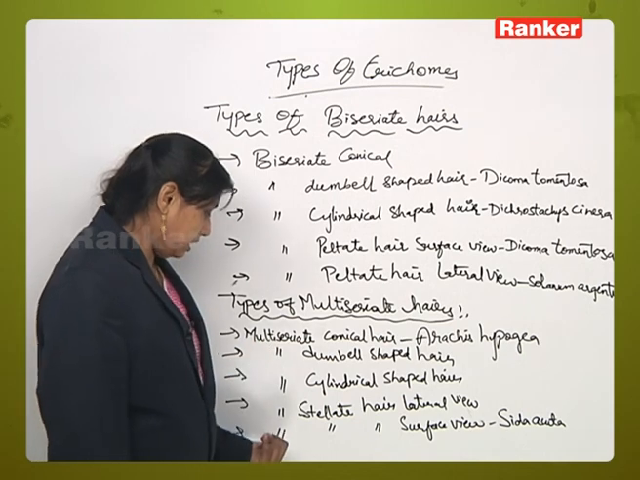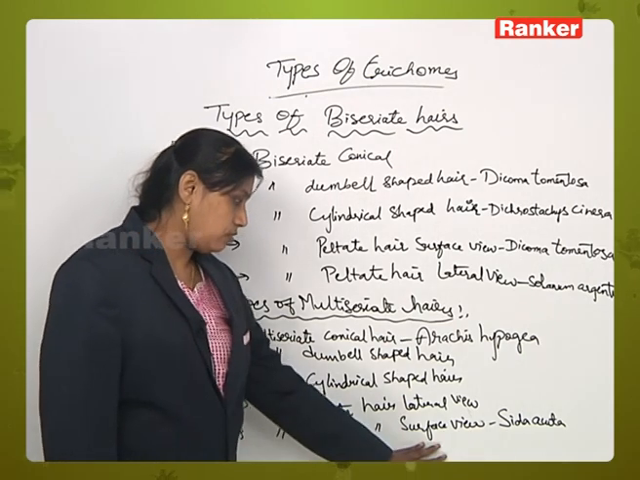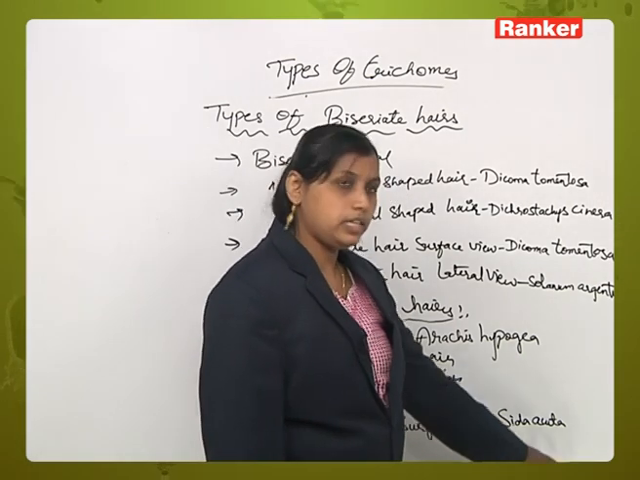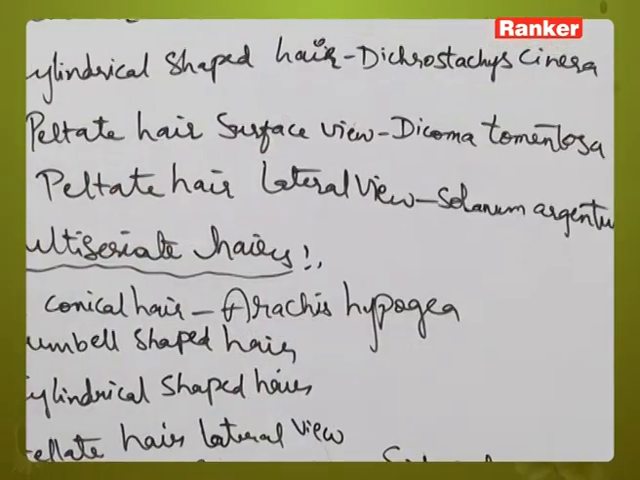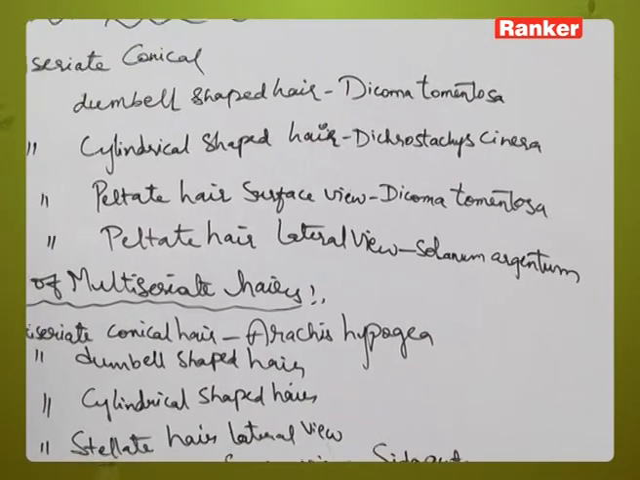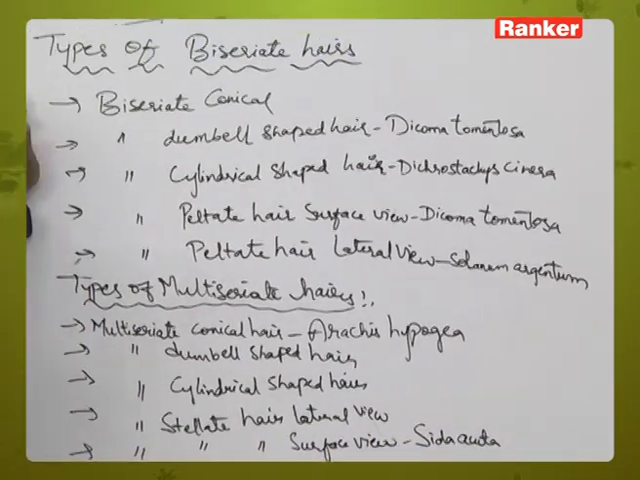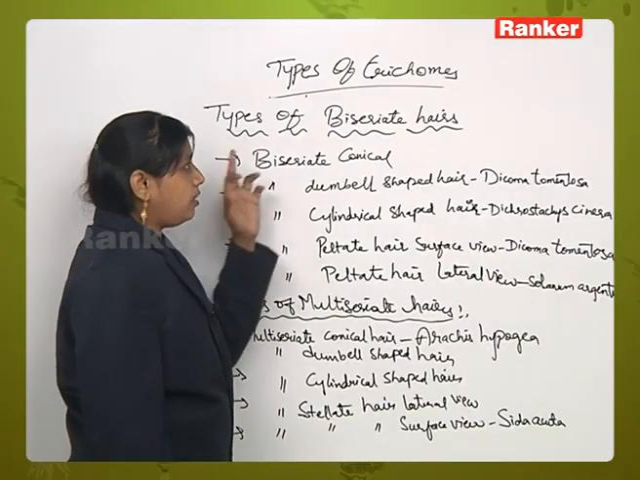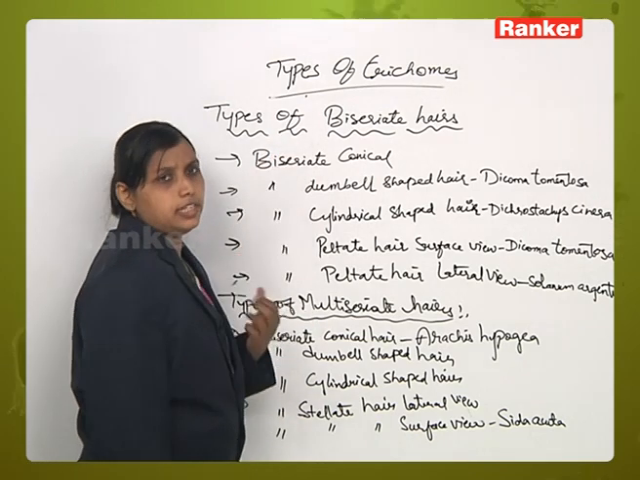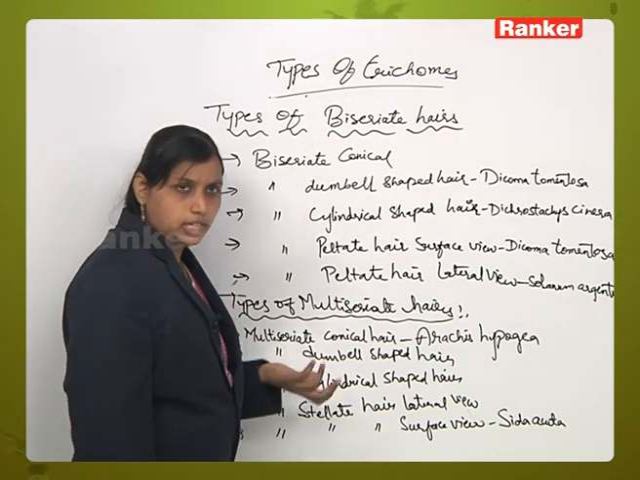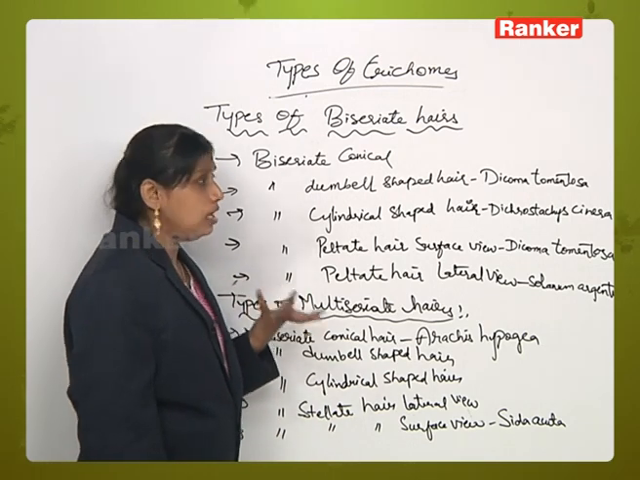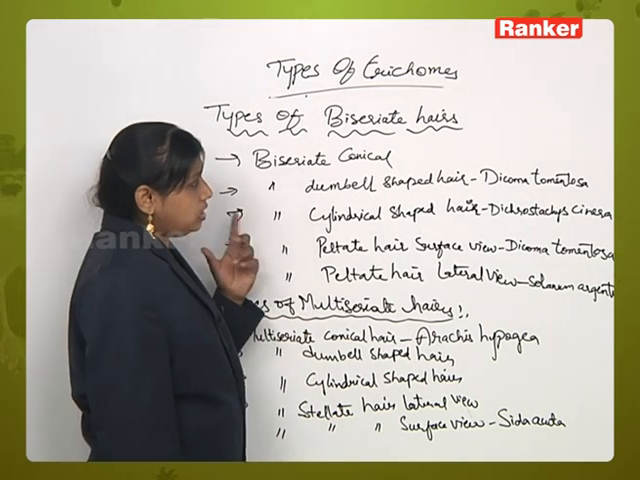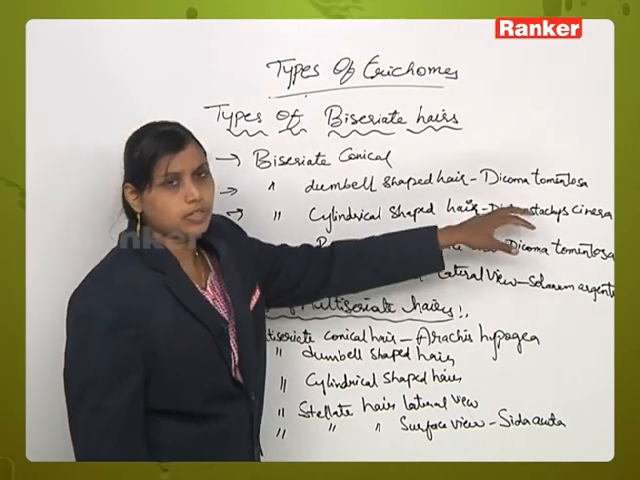Next is multiseriate stellate hair in surface view. You will see an example of Sida acuta. So these are the different types of biseriate and multiseriate hairs. Totally, the examples in the trichomes chapter are for every individual type of hair: uniseriate, multiseriate, or unicellular. We are not going into depth on each subject. From the exam point of view, each type has specific examples given.